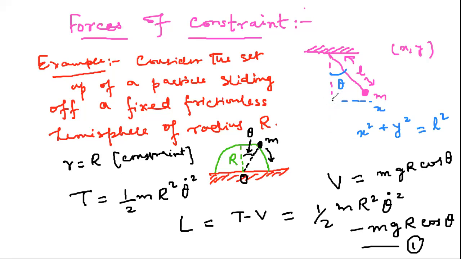This is my pen. So the origin of the coordinate I take here. Then this is y, this is x. Right? This is my y-axis. Then the constraint is x square plus y square is L square. So this is the correction here. So now L is equal to T minus V, is the Lagrangian.